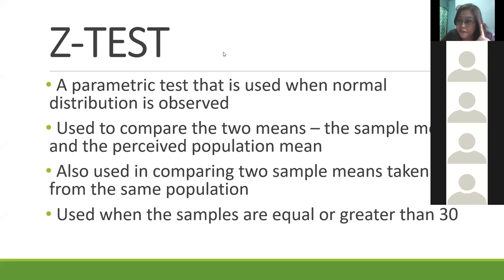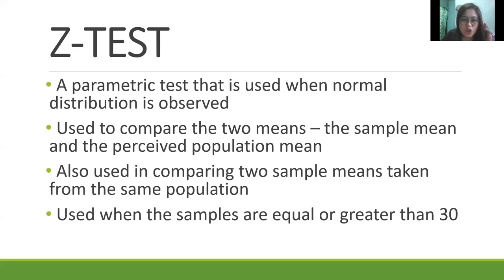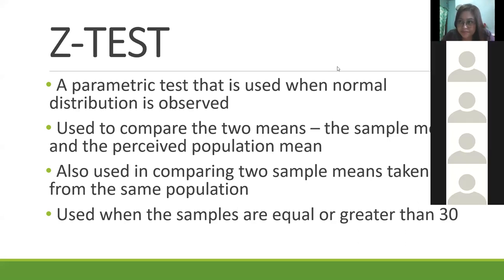So you will just use the z-test if your data is normally distributed. Okay, so mauna siya, ang first, ha? Now, when are you going to use the z-test pa? This is used to compare two means, the sample mean and the perceived population mean. Uliton nako. When are we going to use the z-test? The first one, dapat normally distributed ang data. Number two, you are going to use the z-test when you want to compare two means.